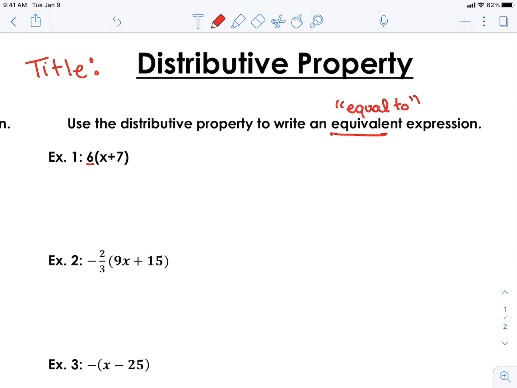So when we see a number next to parentheses, we're going to multiply. And to multiply, we have to distribute that 6 to each term inside the parentheses. So 6 times x becomes 6x. 6 times 7 becomes a positive 42. And that would be it.